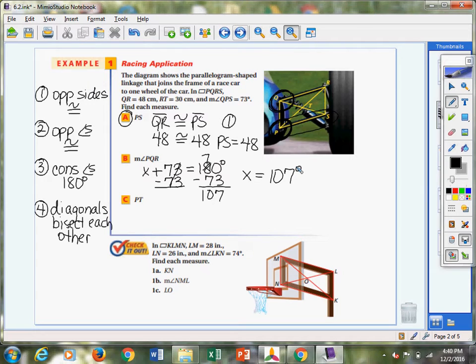All right, and then finally, let's look at letter C. We're trying to find the length of PT. Now let's look at what we know. We know RT is 30 centimeters, and we know that RT and PT are congruent because of the fourth theorem that you learned: in a parallelogram, the diagonals bisect each other. So if you know RT, which is 30 centimeters, then PT is also 30 centimeters. So that's what we know, and that's just using our knowledge of parallelograms.